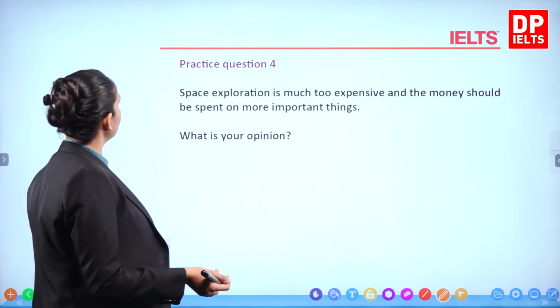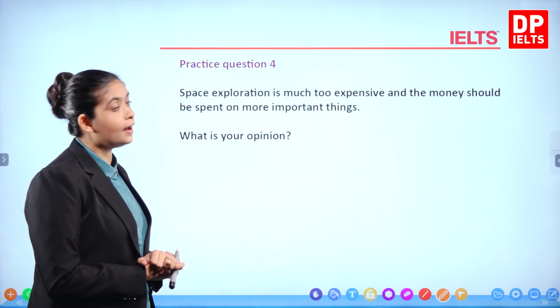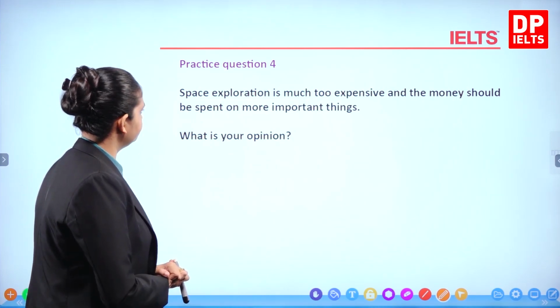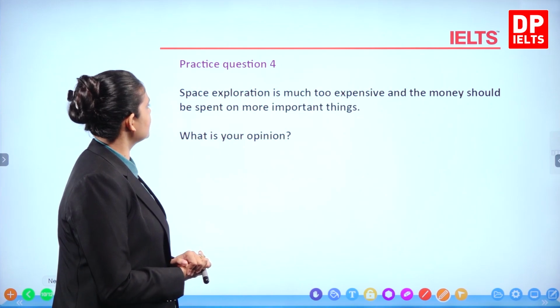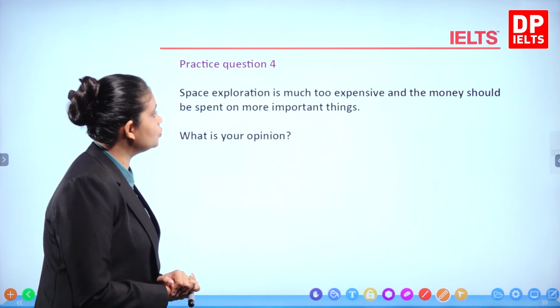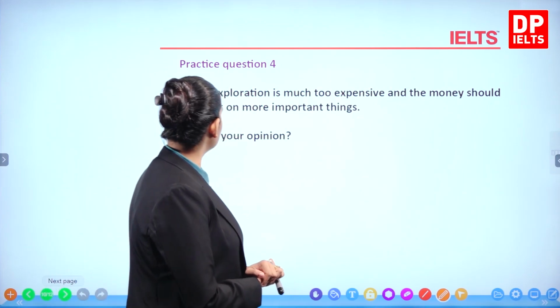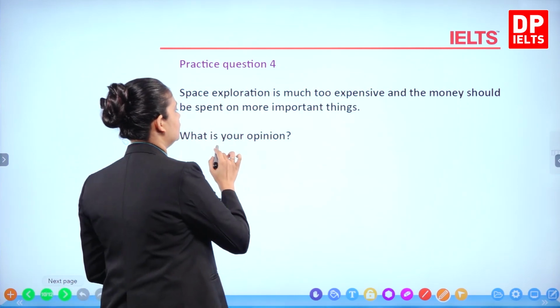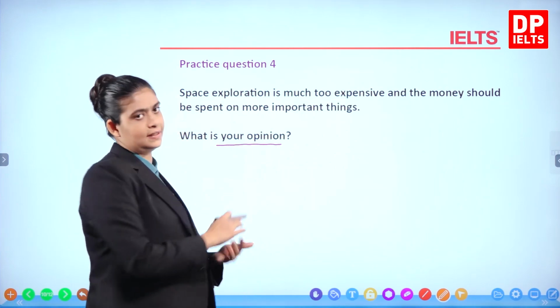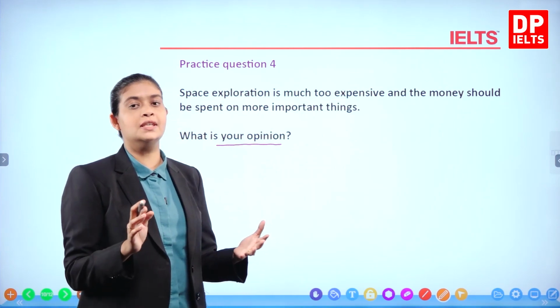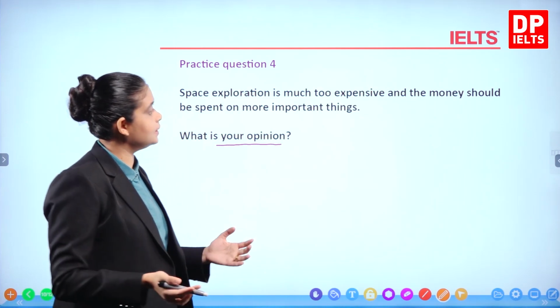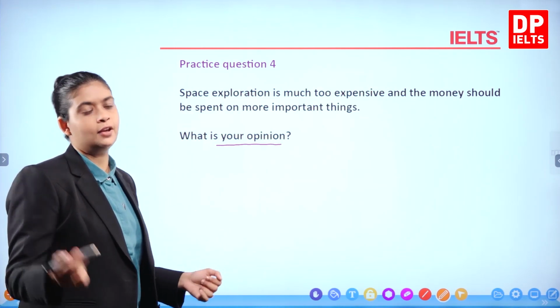Now I'm going to put up a few questions. So I'd like you to draw your mind map and then write the answer. Space exploration is much too expensive and the money should be spent on more important things. What is your opinion? So do you agree or disagree? Or if it is a balanced view, what is it? Take time, plan your answer and write the answer.